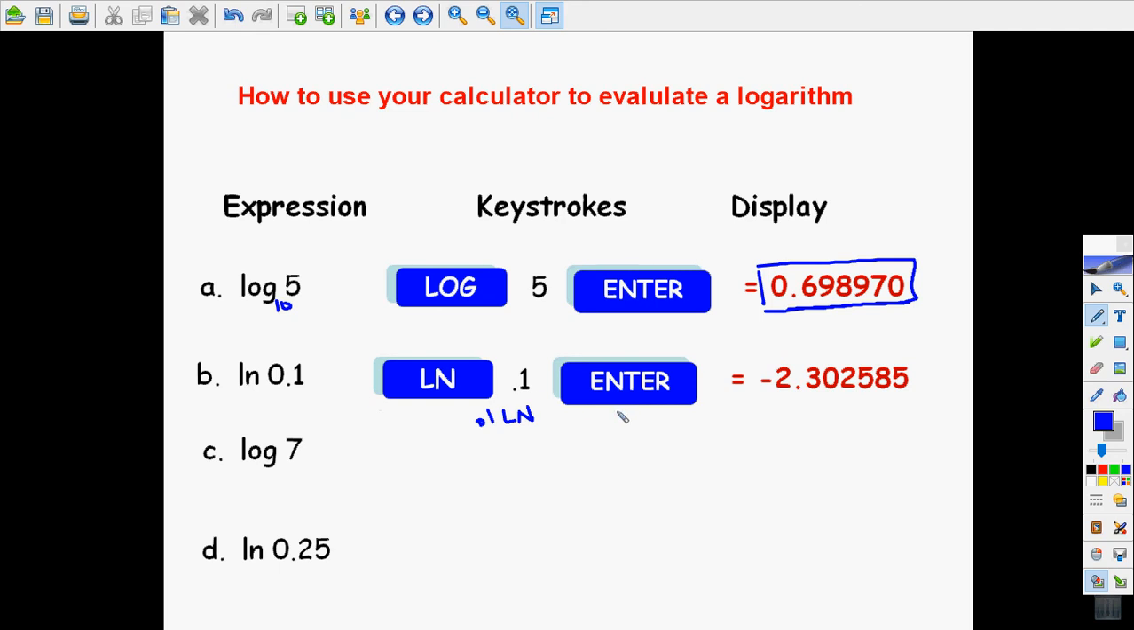They're one of the TIs. They're usually brown or black, not the pretty colored TIs. All right, so and then let's do log base 7.